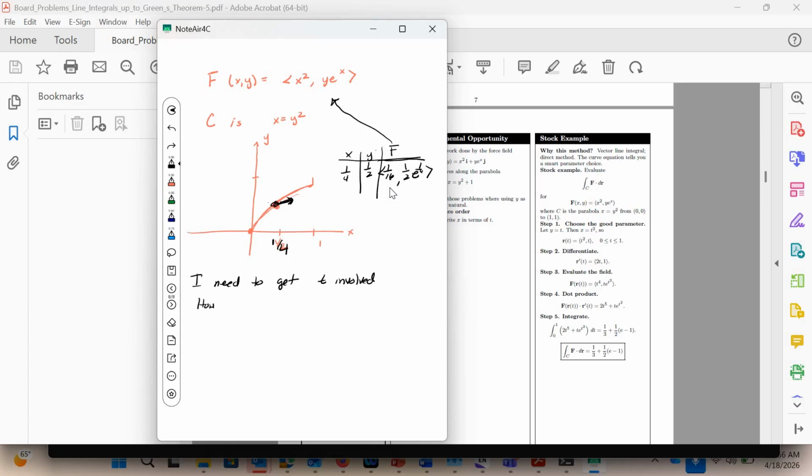Set t equal to the isolated variable. So t is equal to y. Got it?